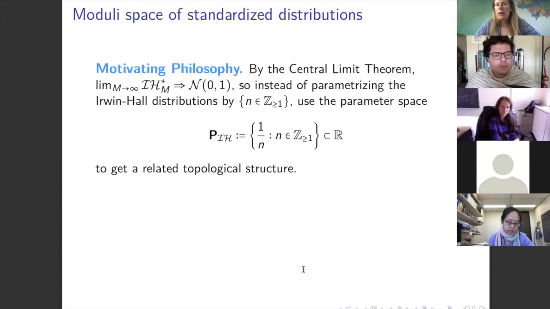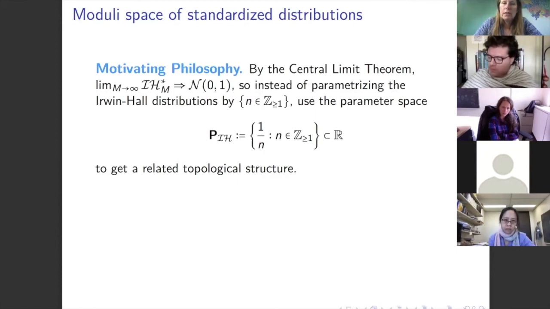And our philosophy, and I'm going to try to convince you that we can call this a moduli space, because I feel like it is a little bit of a leap for us algebraic combinatorialists to use that language, but it just ended up being the perfect thing for us here, and it really ended up motivating some of our theorems. So let me explain that. We know by the central limit theorem that if you take the limit as m approaches infinity of the Irwin–Hall distributions, standardized, you'll get the normal distribution, right?